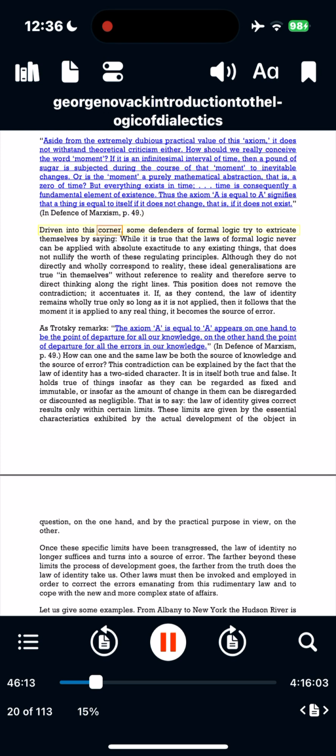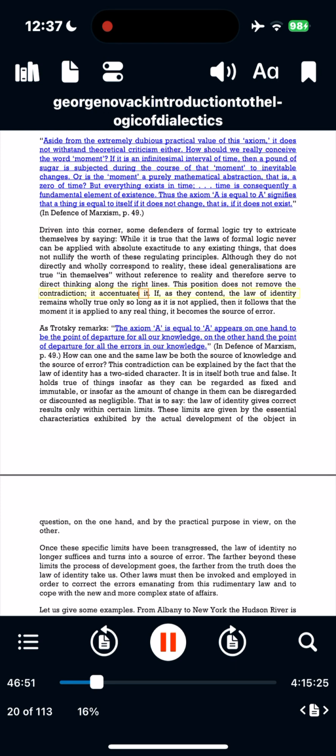Driven into this corner, some defenders of formal logic try to extricate themselves by saying, while it is true that the laws of formal logic never can be applied with absolute exactitude to any existing things, that does not nullify the worth of these regulating principles. Although they do not directly and wholly correspond to reality, these ideal generalizations are true in themselves, without reference to reality, and therefore serve to direct thinking along the right lines. This position does not remove the contradiction.